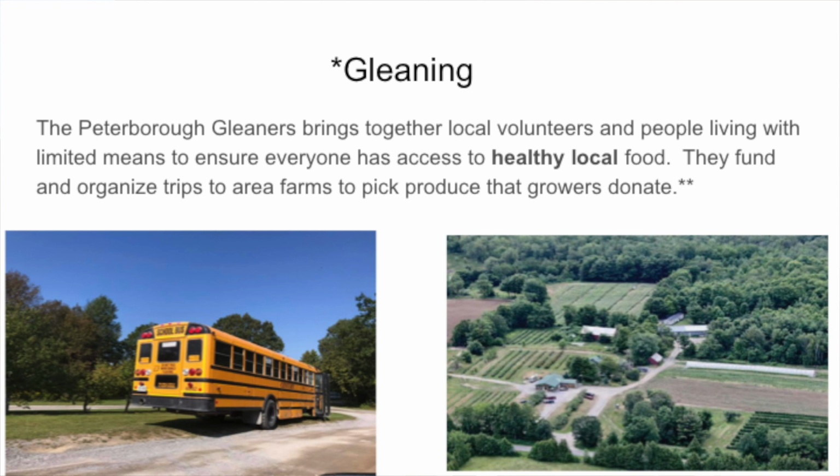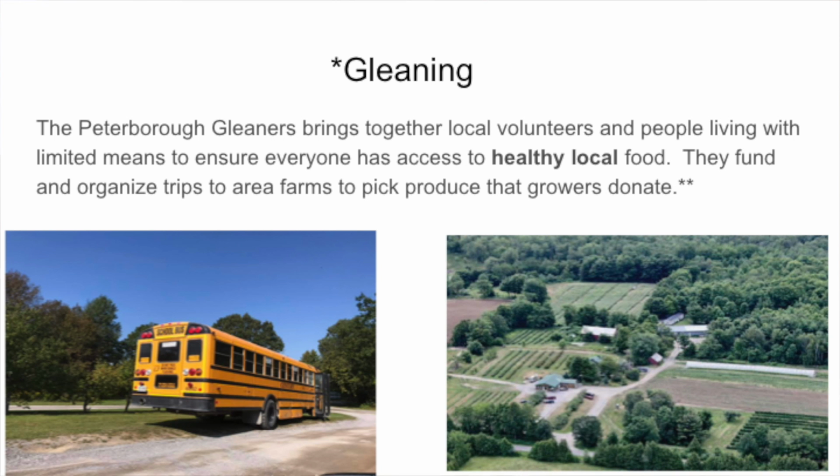Yep. So we have a group called the Peterborough Gleaners, and they bring together local volunteers and people living with limited means to ensure that everybody has access to healthy food. They fund and organize trips to area farms to pick produce that the growers donate. So in this photo, this is McLean's Berry Farm, just on the outskirts of Peterborough, and they're one of the farms that allow people to go and pick produce that's left over at the end of the season.